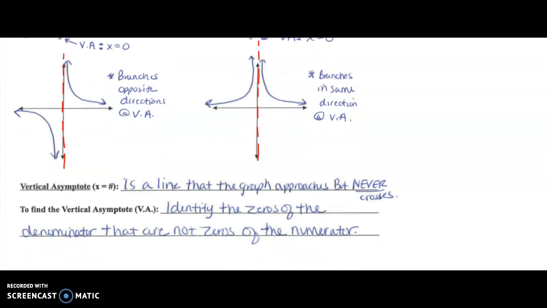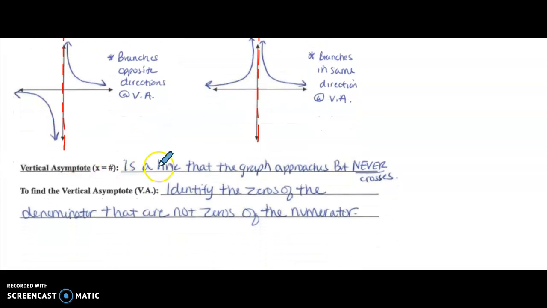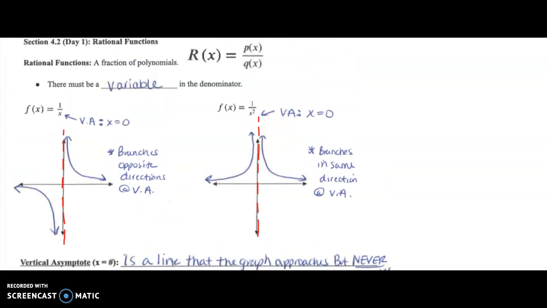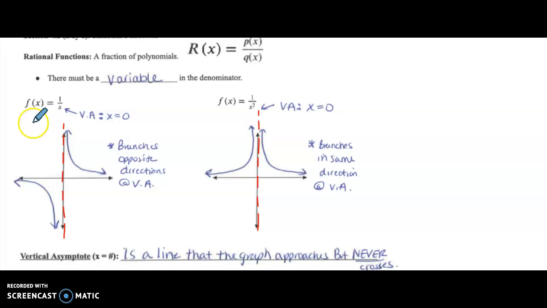This idea of the vertical asymptote, as a reminder, is a line that the graph or the curve approaches but never touches or crosses. It gets really, really close, but it actually never touches it or crosses it. So how do you find the vertical asymptote? You identify the zeros of the denominator that are not zeros of the numerator. Basically, we're taking the denominator and solving them.